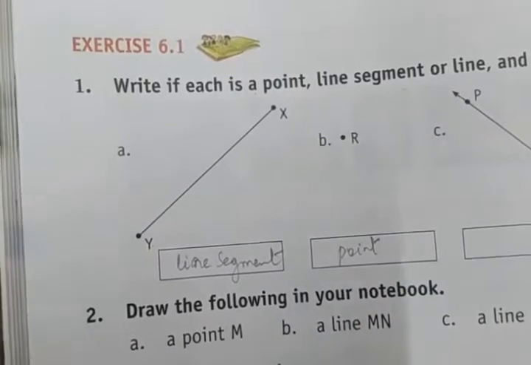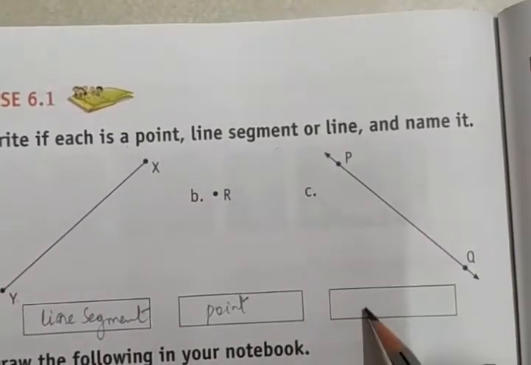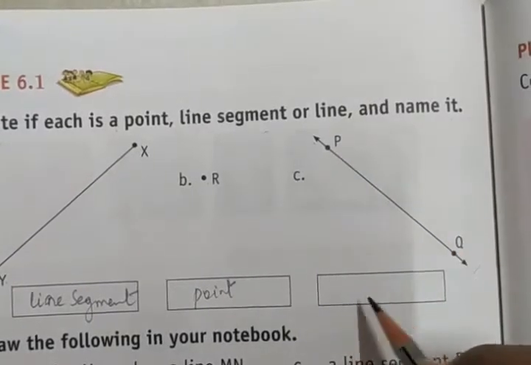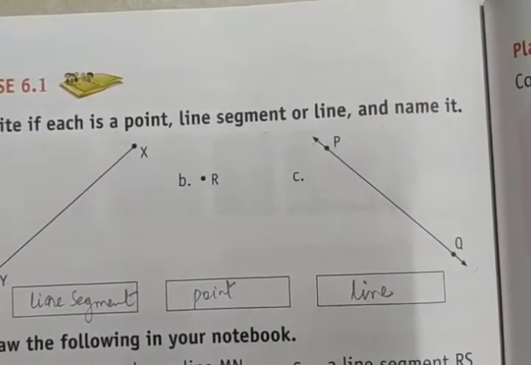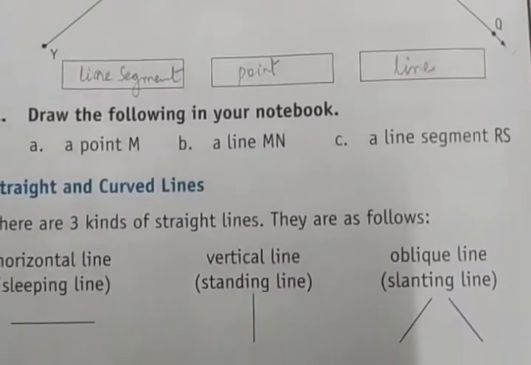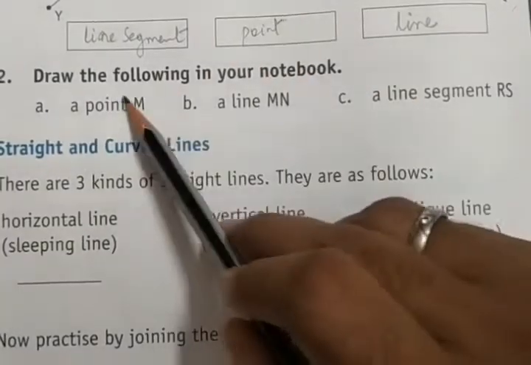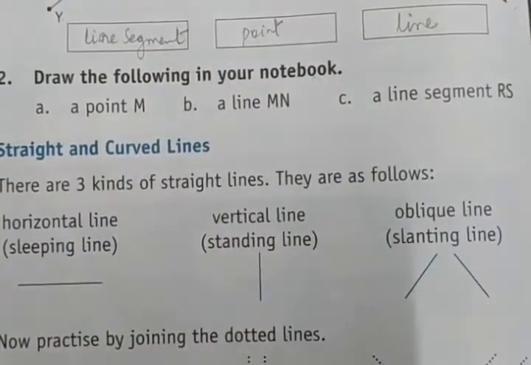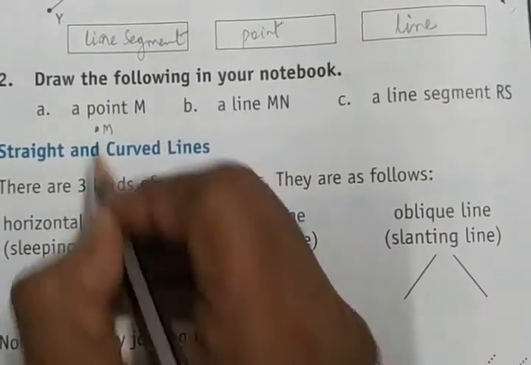And here we can see PQ is a line. PQ with arrows on both sides is called a line. Clear? This is how we can denote a line segment, a line, and a point. Draw the following in your notebook. A point M. This is the point and it is denoted by capital M.